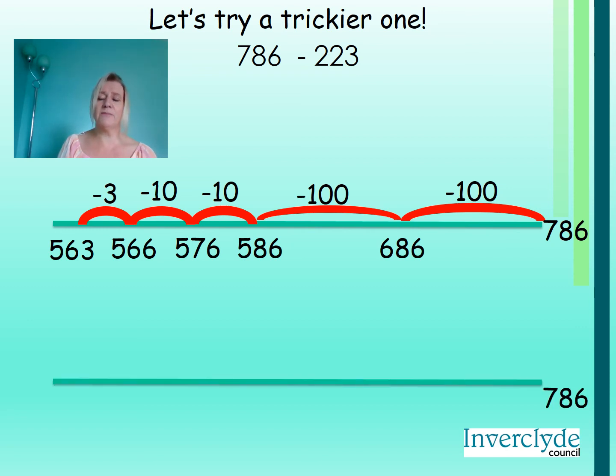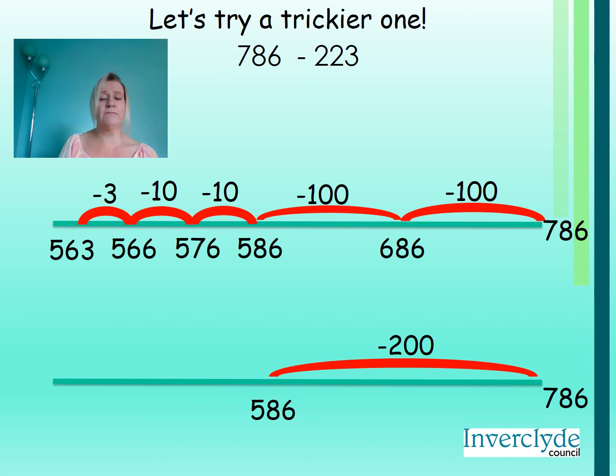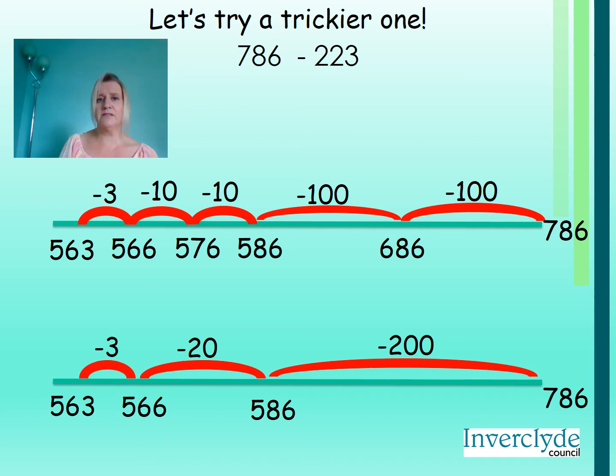I could also start at my 786 and make a bigger jump of minus 200 to get to 586, a jump of 20 to get down to 566, and then my jump of 3. Did you do it either of these ways? Or did you use different chunks to count back? There are lots of different ways you could have worked this out using the counting back strategy.